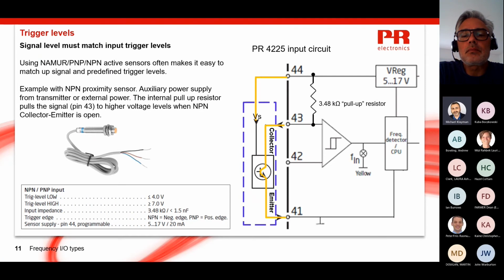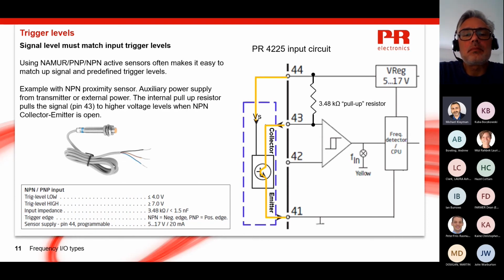When the NPN transistor stops conducting, when no target is sensed, the collector-emitter resistance increases to millions of ohms. Terminal 41 and 43 are no longer connected, so the resistor pulls up the voltage at terminal 43 to nearly sensor supply voltage. The 4225 detects a repeating change in voltage with respect to trigger level at terminal 43 as a valid frequency input.